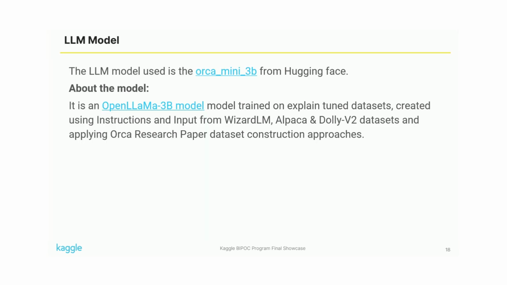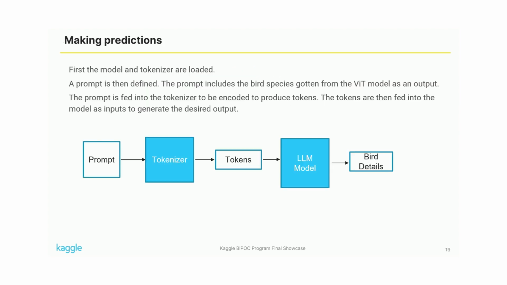The large language model used is the Orca Mini 3B, also from Hugging Face. It is an OpenLLaMA 3B model trained on explain-tuned datasets created using instructions and input from WizardLM, Alpaca, and Dolly V2 datasets and applying Orca research paper dataset construction approaches.